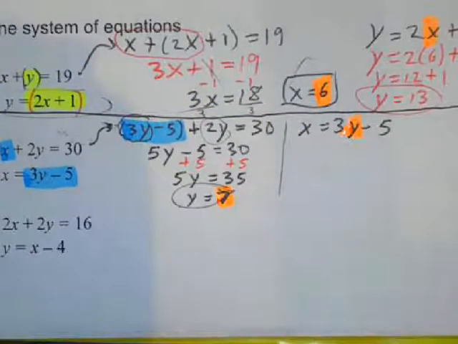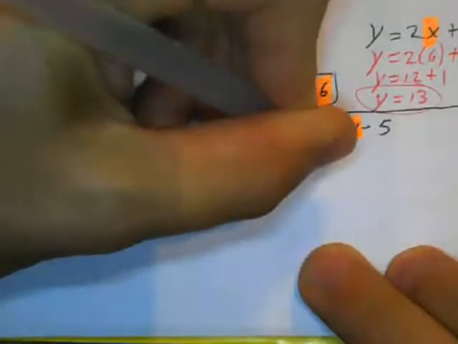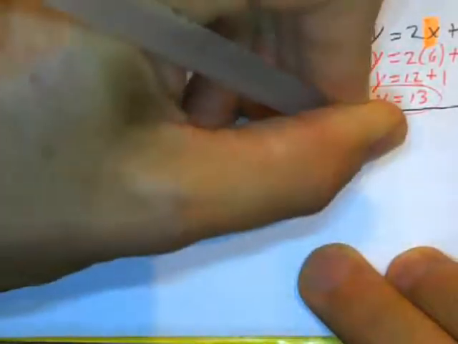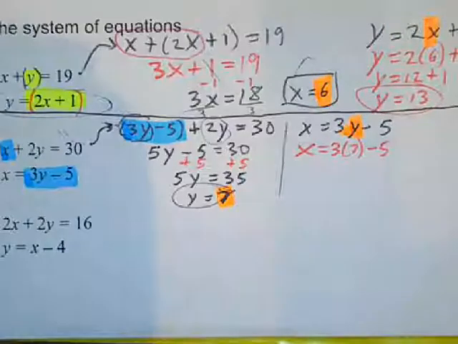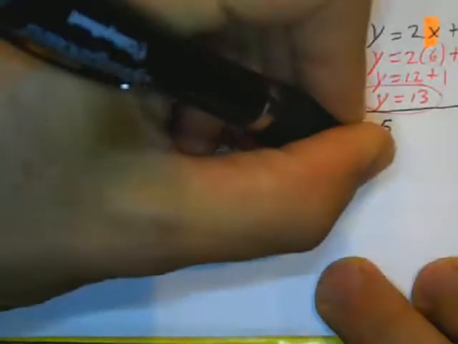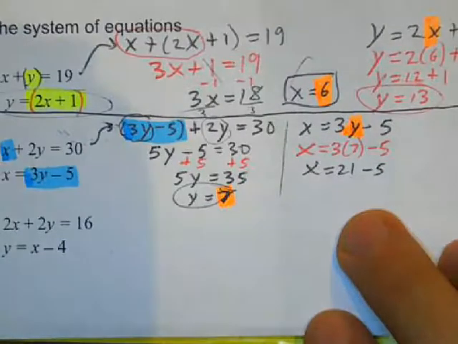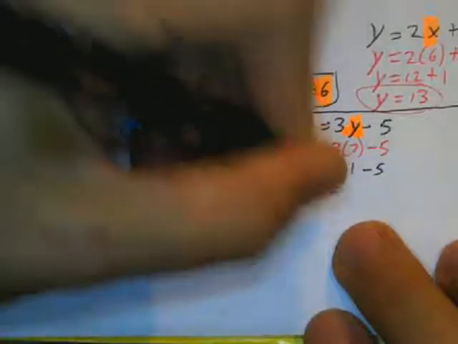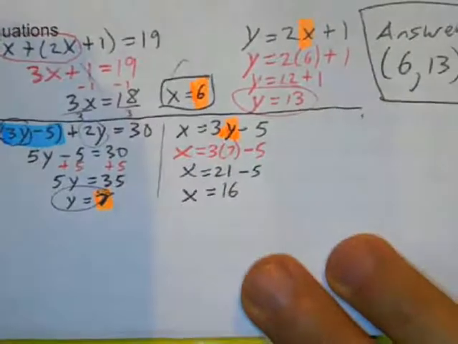Okay, so now I've got x equals 3 times 7 minus 5. And what is 3 times 7? 21. x equals 21 minus 5. And then, well, what is 21 minus 5? x is equal to 16. Okay, so our final answer, we can write this as (16, 7).